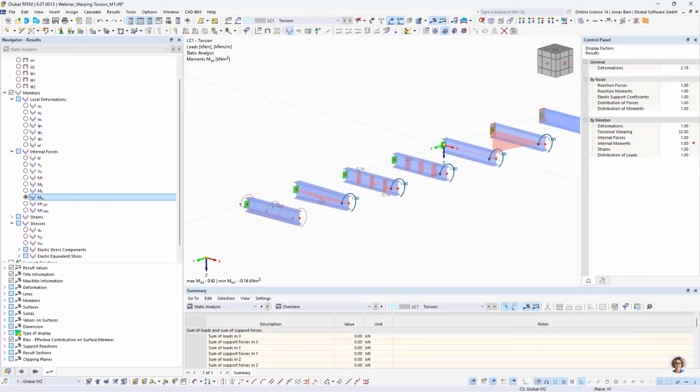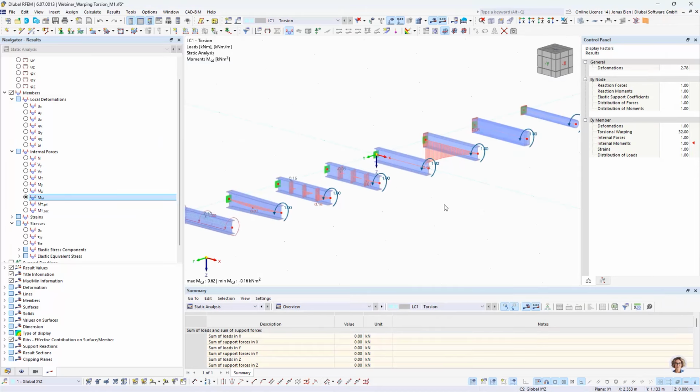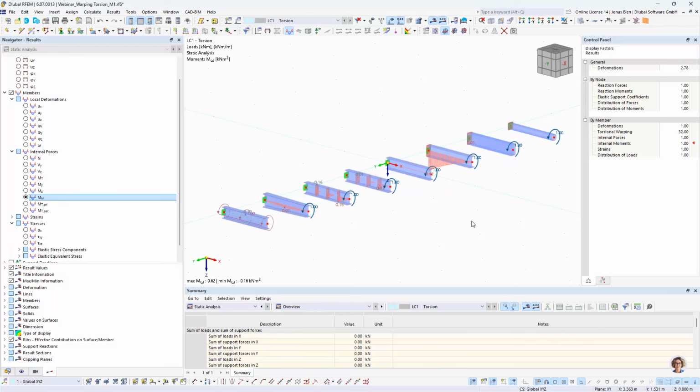So that was, I think, quite interesting and gives you some insights of when warping torsion is actually generated, or under what conditions. So we need a section that is non-warping free, and we need some kind of warping restraint, which could come from the section distribution, from the loading itself, and from changing stiffnesses or warping constraints, as we have demonstrated here.